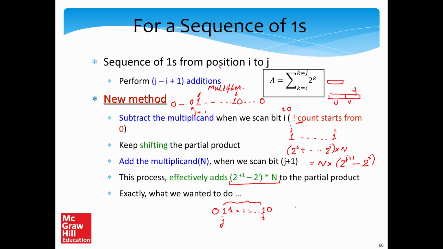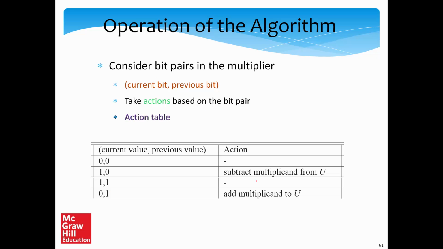In effect, to the partial sum, we are adding n times this quantity. At this point it is left shifted by i positions and then plus j positions. With a little bit of algebra, this is what we get, which is the same as subtracting it once and adding it once more. Subtracting it once at the ith position and adding the multiplicand once more at the j plus 1th position to the register u. So the operation of this algorithm is fairly simple.